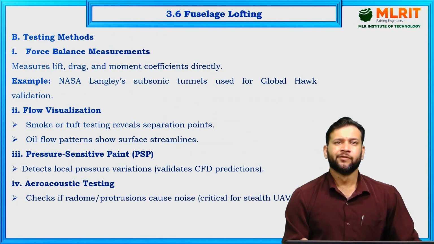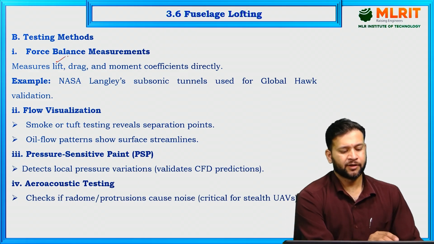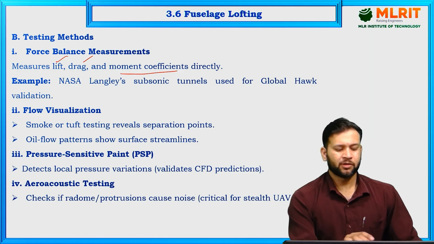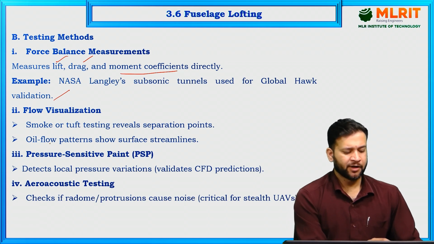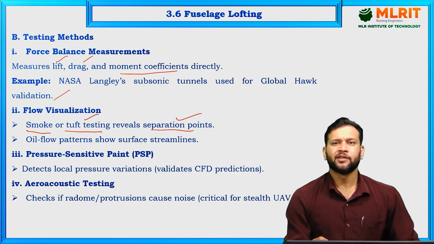Testing methods we have for the wind tunnel. The first one is force balance measurement, where we measure lift, drag, and moment coefficients directly. An example is NASA's Langley subsonic tunnels, where Global Hawk validation was done. Then we have flow visualization techniques, where smoke or tuft testing reveals the separation points, so we can trace where the flow is getting separated. Depending upon the analysis and results, if needed, we can modify the airfoil or the wing structure to ensure there is a delay in the stall.